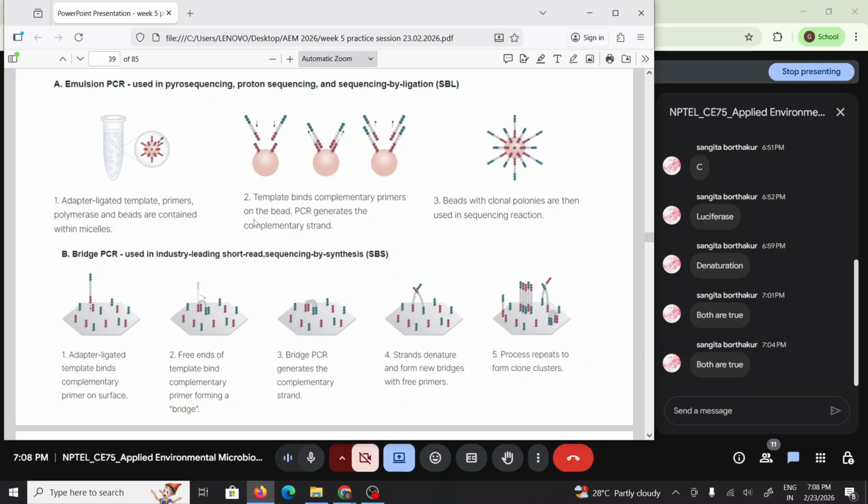The template binds complementary primers on the bead, and further the PCR generates the complementary strands, because we have all the essential nucleotides as well as polymerase on it. So initially you have a template attached to an adapter, and then it binds to a complementary primer, and then the strand synthesis starts. Beads with clonal polonies are then used in sequencing. Yeah, this is the basic of the sequencing.